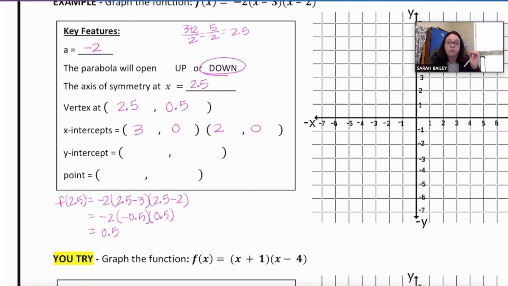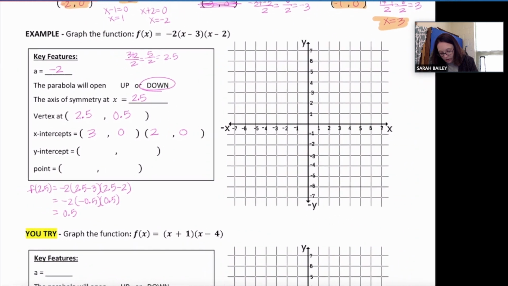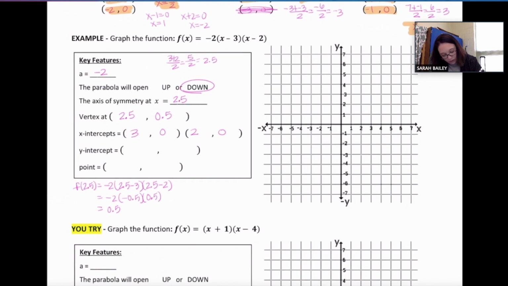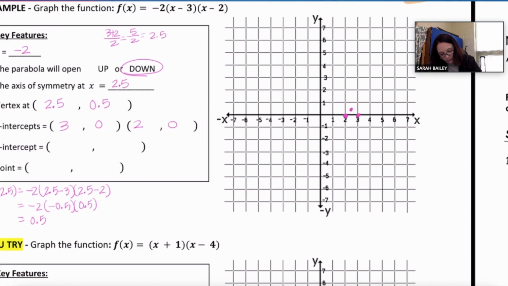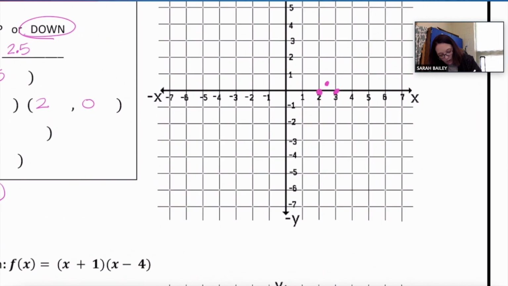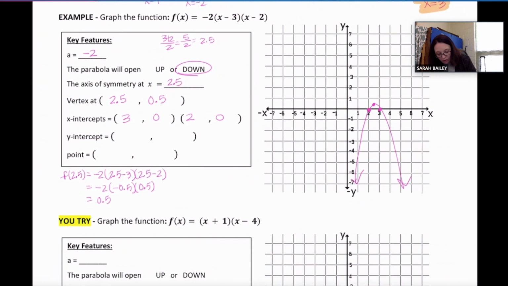So let's skip the y-intercept for a minute. We're going to do our vertex and our x-intercepts. So our vertex is at 2.5, comma 0.5, which would be about here. My x-intercepts are at 3 and 2. Okay, and we're not going to worry about our y-intercept here because this would be enough for right now to graph it. So I'm going to let you skip over the y-intercept and the point here.